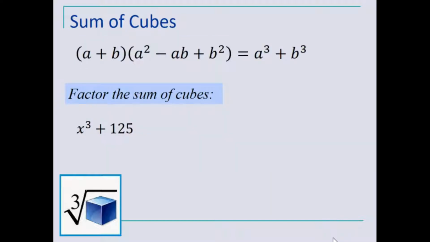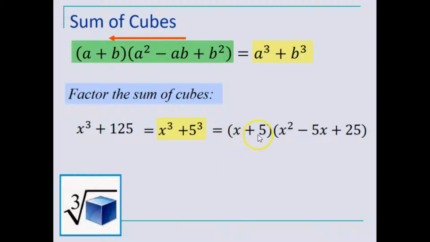Here we have another example factoring this. Is it a sum of cubes? Sure enough, x to the third plus 5 to the third is equivalent to x to the third plus 125. Since it's a sum of cubes, we'll reverse the multiplication following the format of the cube root of the first plus the cube root of the second times the square of the first, opposite sign, product of the first and second, 5 times x, plus the square of the second term.